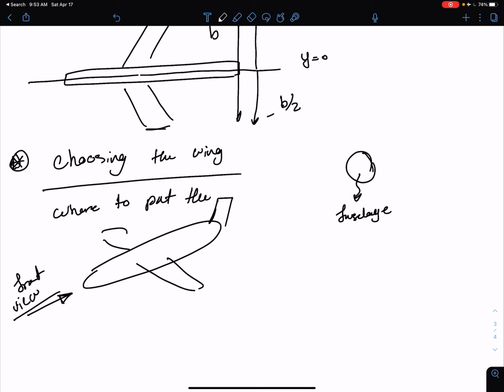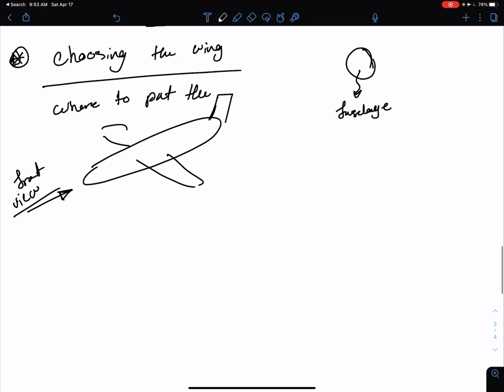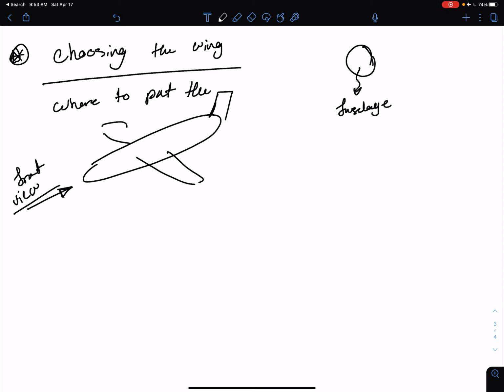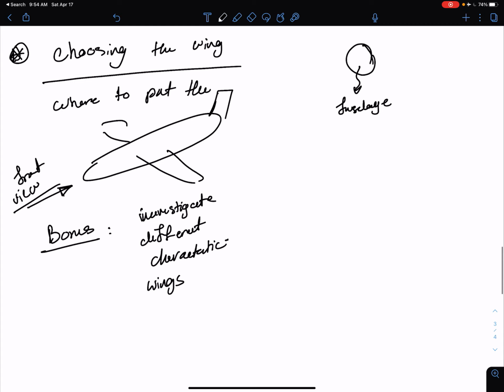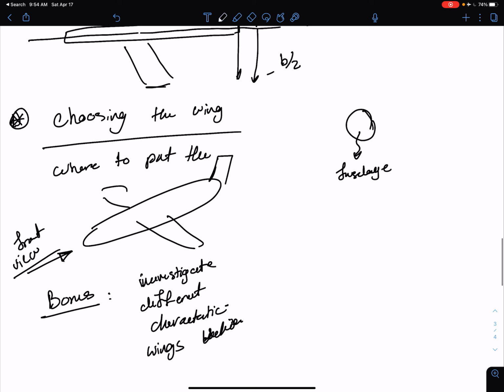We actually gave, for those of you who didn't have the chance to go over the lecture, a bonus pointer in this. I told the students in class to investigate different characteristics of this wing location. Which one is going to produce more lift, which one is going to produce more drag, or why do we choose these wing locations, right? But in general, there are four main types of locations.